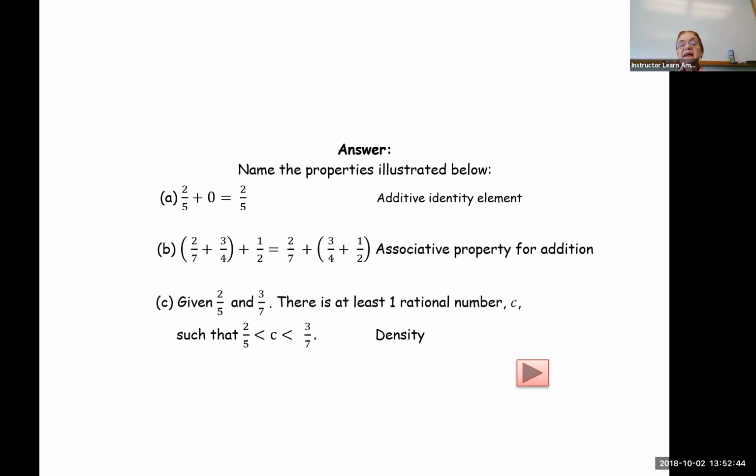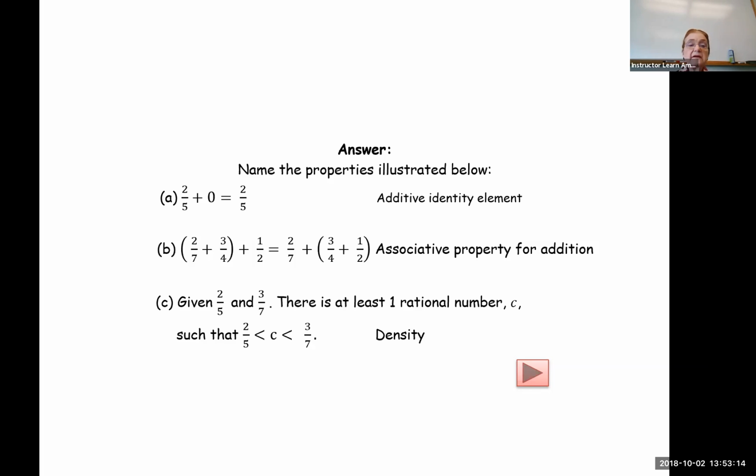Okay, let's look at them again. Notice that 2/5 plus 0 does not change the answer, therefore 0 is the additive identity element, and this is an illustration of how the identity element operates. In the next problem, we've just changed the grouping of the numbers without changing their order, so we've associated them in different ways. This does not change the result, so this is an illustration of the associative property for addition.